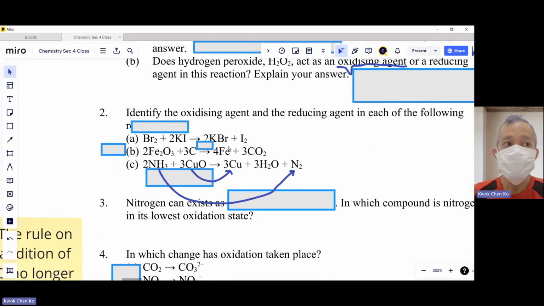Br2 is the oxidizing agent. Don't just write Br. Make sure you write the whole reactant. Reducing agent.